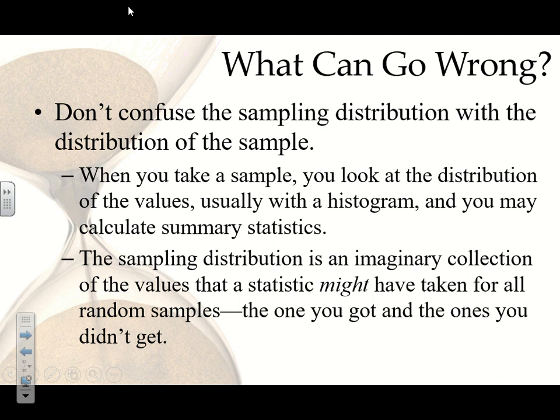So the distribution of the sample is you've collected a single sample, you have identified its distribution and calculated whatever you need from that. The sampling distribution is if I continue to sample over and over and over again, what are the summary statistics going to start looking like? Okay, so that's a big difference between those two, even though they look and sound exactly the same.